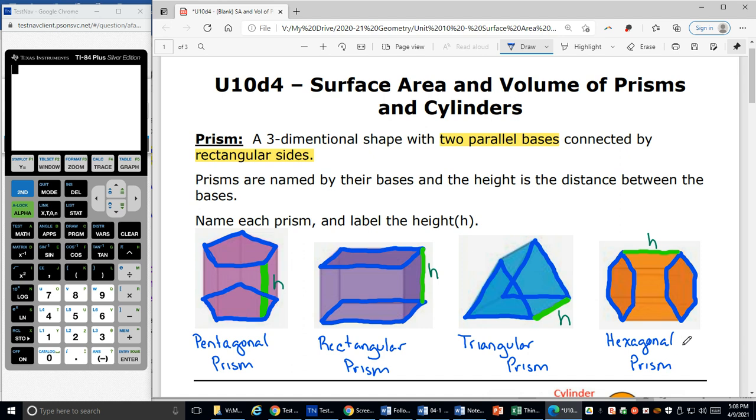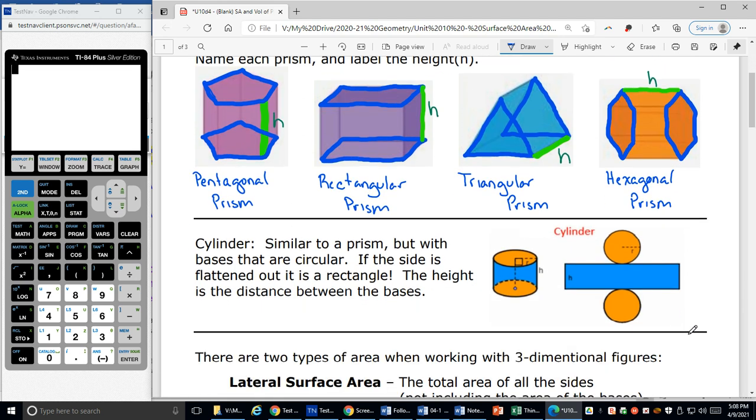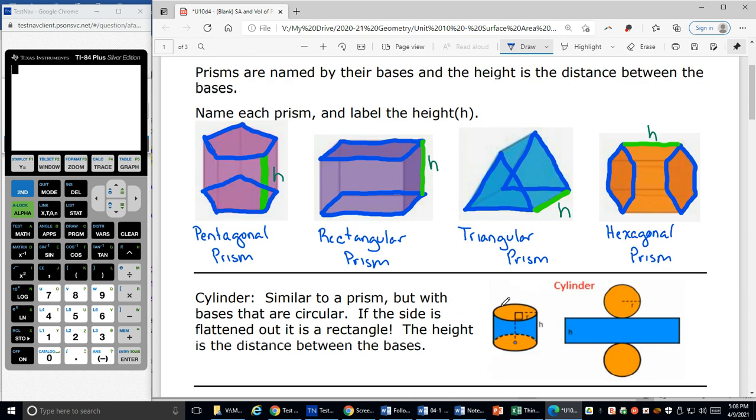Okay, in addition to prisms, today we're also going to look at cylinders. A cylinder is similar to a prism, but your base is going to be a circle every single time. When you're standing it up in 3D, it's going to look like an oval as opposed to a circle.